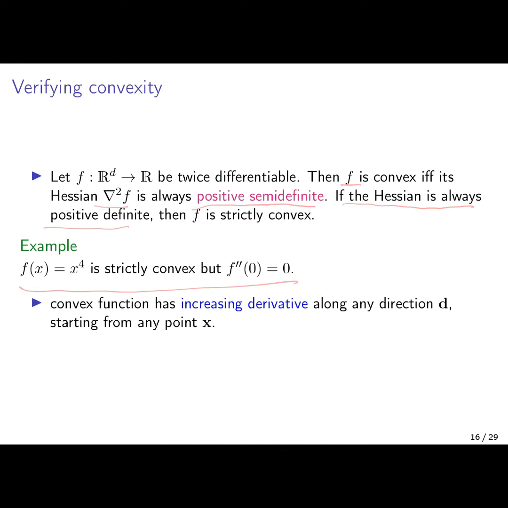And the example is shown here. So we have the function x to the power of 4. This is a strictly convex function, but its Hessian, or second order derivative, can actually vanish. Okay, so it's positive semi-definite but not positive definite at the origin. So you can also think of a convex function as the following. If you take a direction and you look at how the function behaves along that direction, then the function along that direction has always increasing derivative. It's like the derivative is always increasing. So if you take the derivative of the derivative, then it's always non-negative.